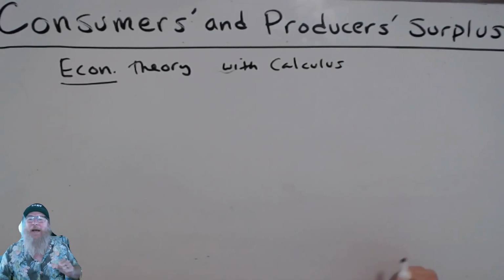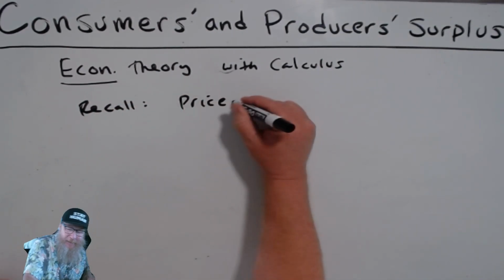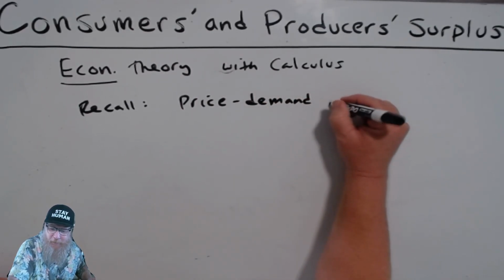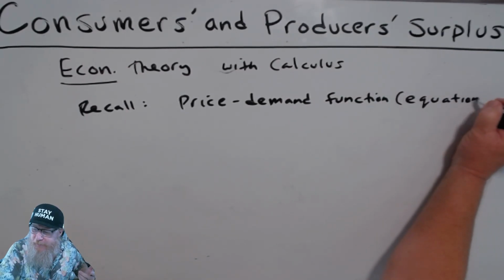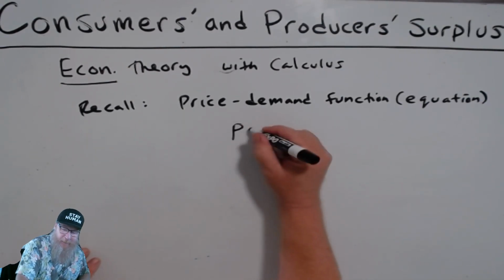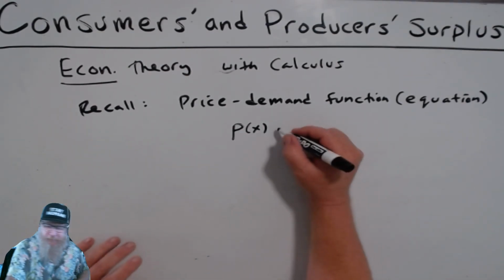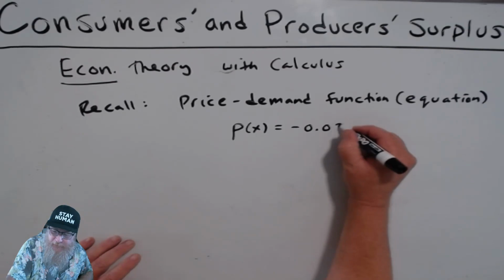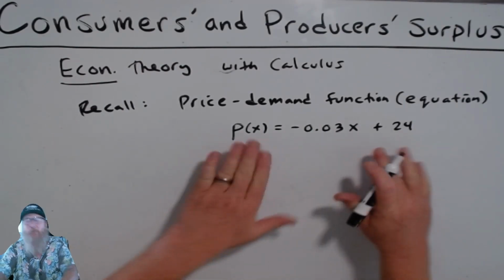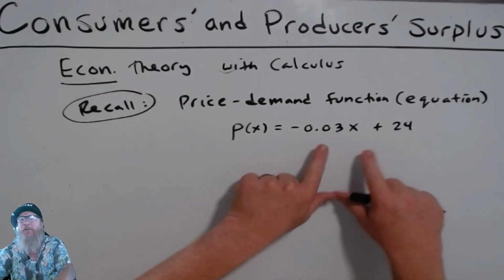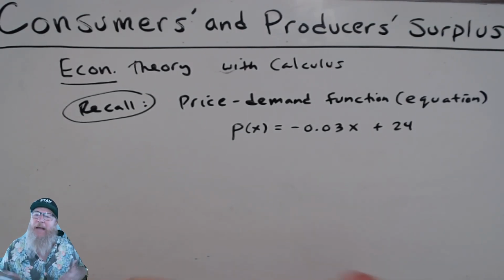Now, we've already done a little bit of economic theory. You might recall what's called the price demand function or equation. I've used both words. Price demand, this is where you say P of X. Let me just use one that I'm going to use in the problem today. So let's say it's negative 0.03 x plus 24. I'm not saying that you need to recall this exact equation, but this is a type of price demand equation that we have discussed in the past.